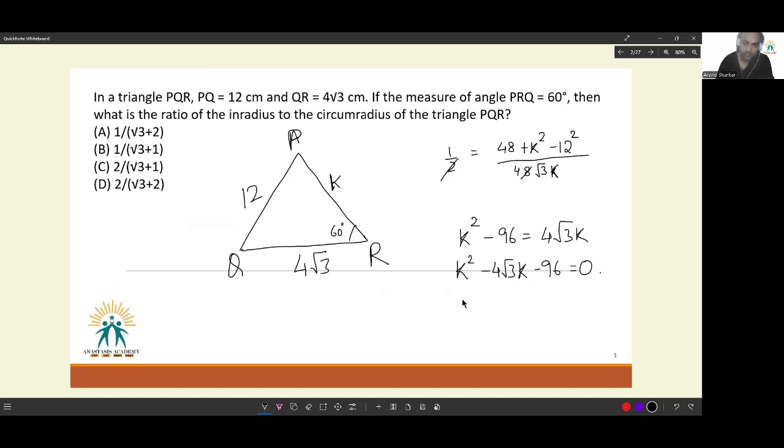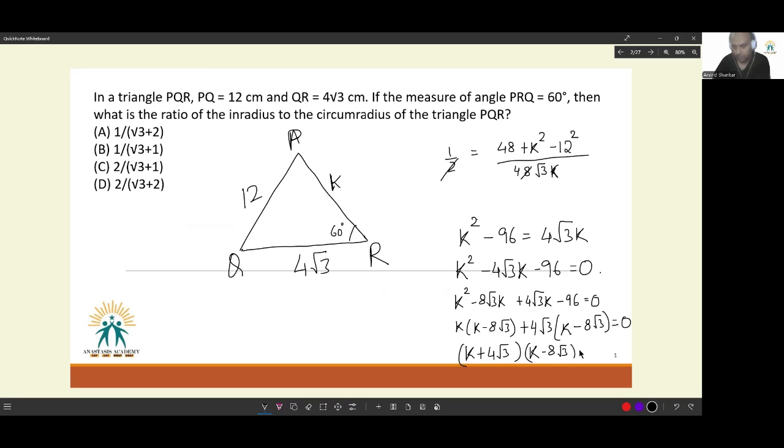So if you factorize here you can see it will be k square minus 8 root 3k plus 4 root 3k minus 96 is equal to 0, which will give me k taken out common, k minus 8 root 3, plus 4 root 3 times, and then it will be how much? k minus, if I divide this by 4, I will get 24, and divide it by root 3, I will get 8 root 3, is equal to 0, which gives us k plus 4 root 3, or k minus 8 root 3 is equal to 0.